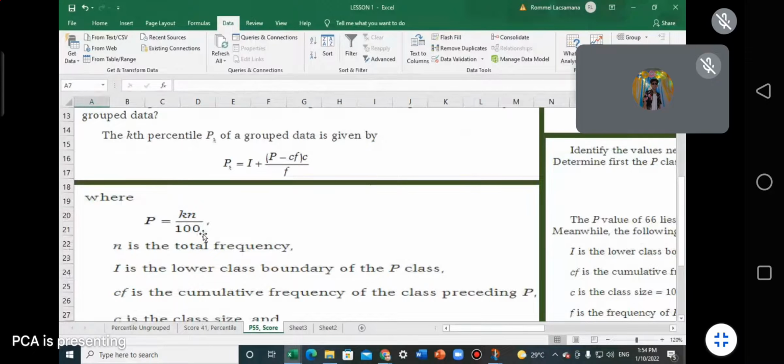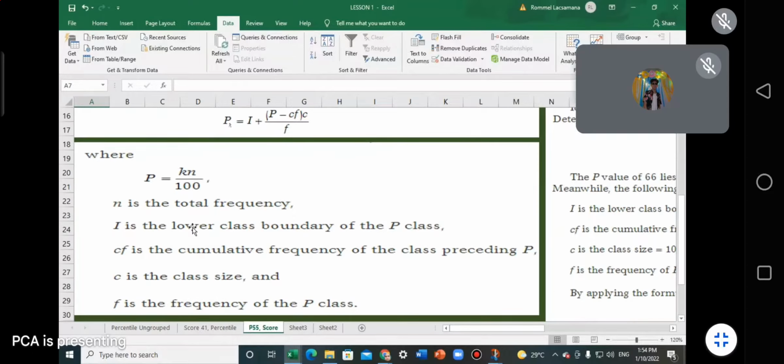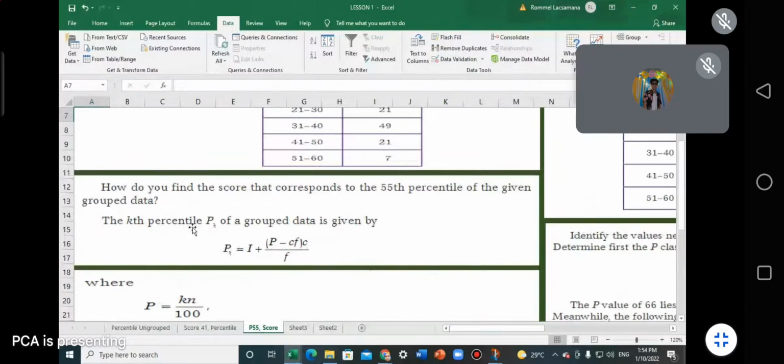Okay. But this is over 100. Why are we talking about percentile? When we talk about percentile, it's 100, no? We group them in 100. Okay. This is 100. Okay? So na ba yung first step?